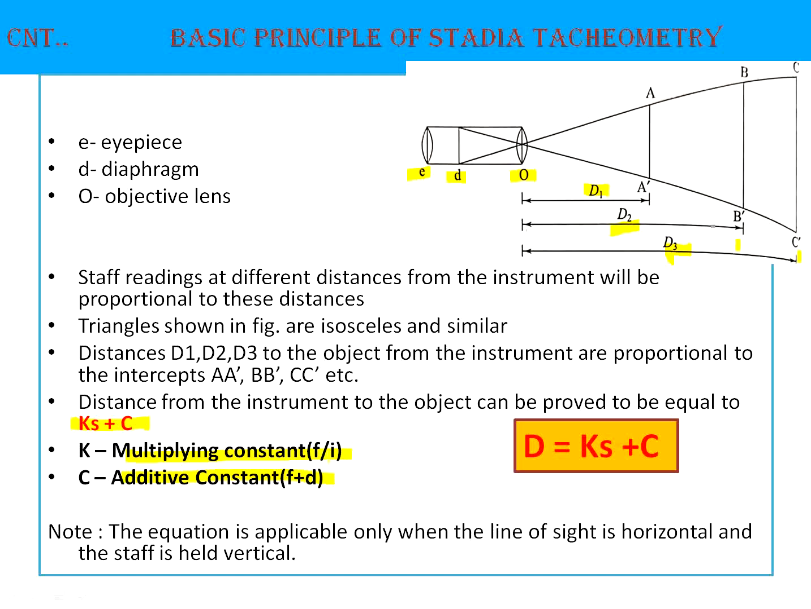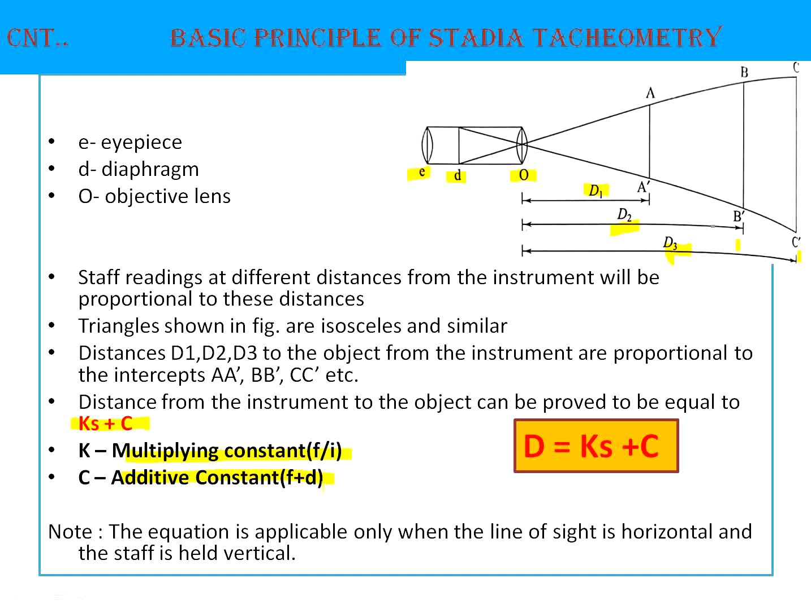The multiplying constant value is usually 100, and the additive constant value for an external focusing telescope ranges from 30 to 60 centimeter, but for an internal focusing telescope its value ranges from 10 to 20 centimeter. It's really small, so usually it is eliminated. In order to make this additive constant 0, usually we include a special type of lens inside the telescope. It is termed as the anallactic lens. So that F plus D will be equal to 0.